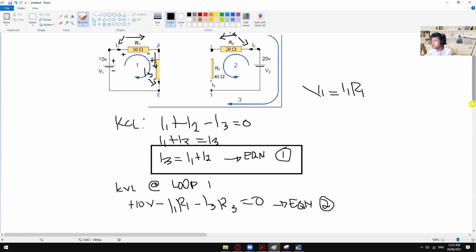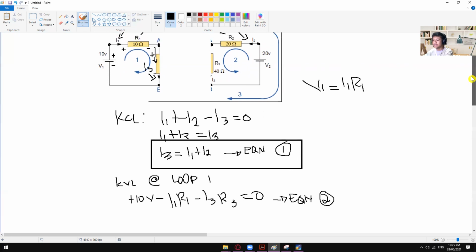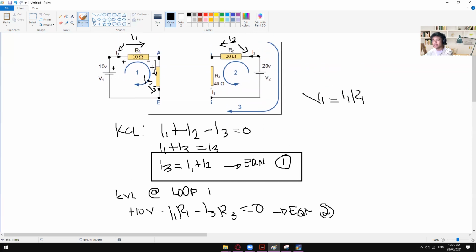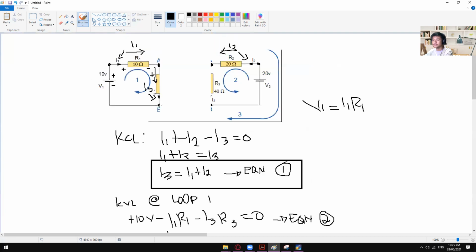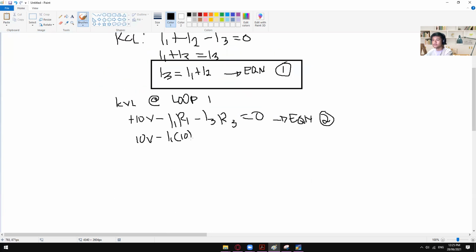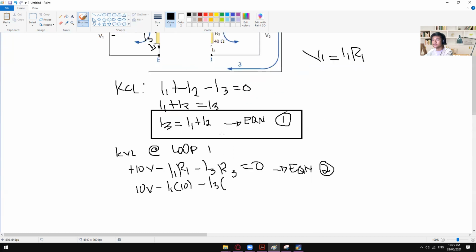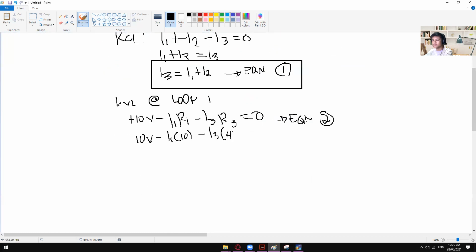So this is now our loop number 1, and we can now replace our variables, wherein let's say R1 is 10 ohms and R3 is 40 ohms. So we have 10 volts minus I1 times 10, minus I3 times 40, equal to 0. This is now our updated equation number 2. We can keep that one as it is. Then we can proceed to KVL at loop number 2.